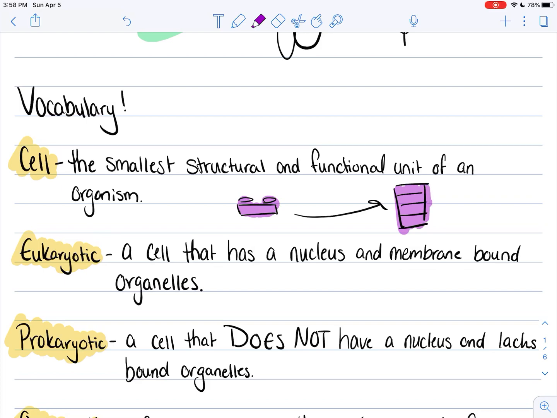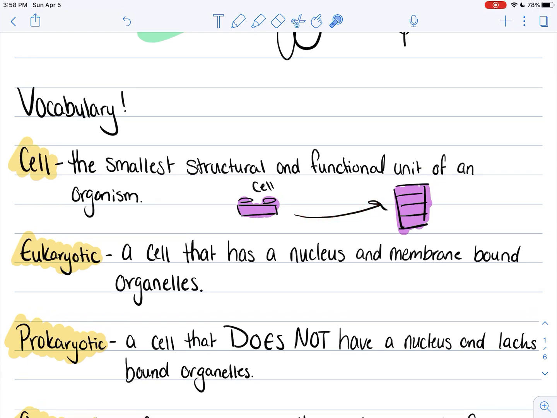Now, the reason that's important to know is because we're going to think of the Lego brick like a cell. One single Lego brick isn't a lot, just like one single cell isn't a lot. But if you put a whole bunch of Lego bricks together, you're going to get an animal or a plant, or possibly even you.